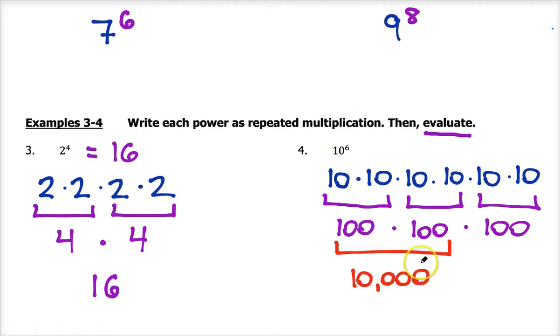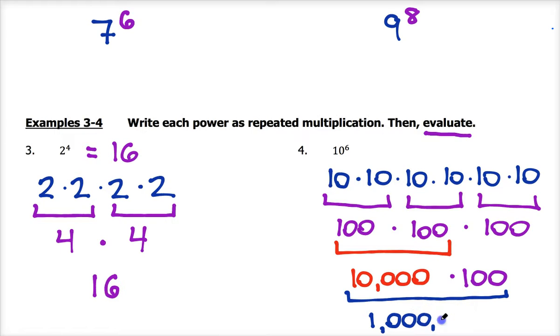10,000 has 1, 2, 3, 4 zeros. And then we still have this 100 over here that we need to multiply by. 10,000 times 100. Again, let's count our zeros. We have 1, 2, 3, 4, 5, 6 zeros here. So that's going to give us 1 million. So 10 to the 6th power is equal to 1 million.